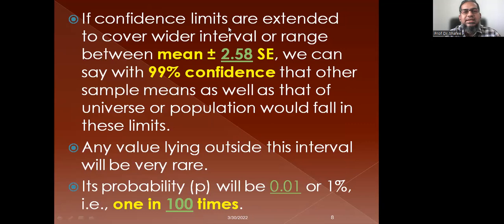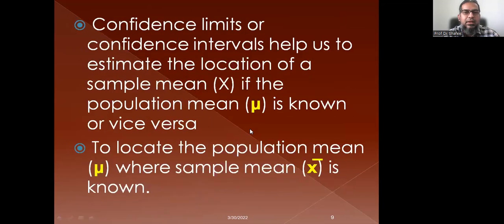If confidence limits are extended to cover a wider interval, to 2.58, that will give the 99% confidence interval. In this case, the chance of a mean falling outside the confidence limit will be 1 in 100 times. This is rarely used, whereas we usually use 1.96. So confidence limits or confidence intervals help us to estimate the location of a sample mean if the population mean is known, or vice versa.